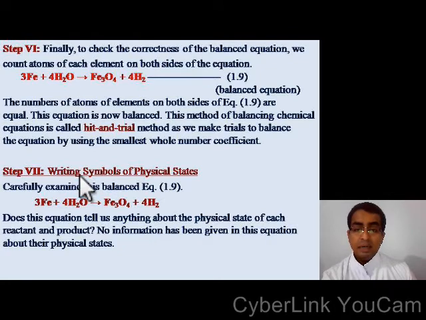Now seventh step, writing symbols of physical states. Now just examine this particular equation. 3Fe plus 4H2O will give you Fe3O4 plus 4H2. Does this equation tell us anything about the physical state of each reactant and product? That means whether this Fe, the iron atom, is in solid state, liquid state, or gaseous state, or water is in liquid state or gaseous state. No information has been given in this equation about their physical states.